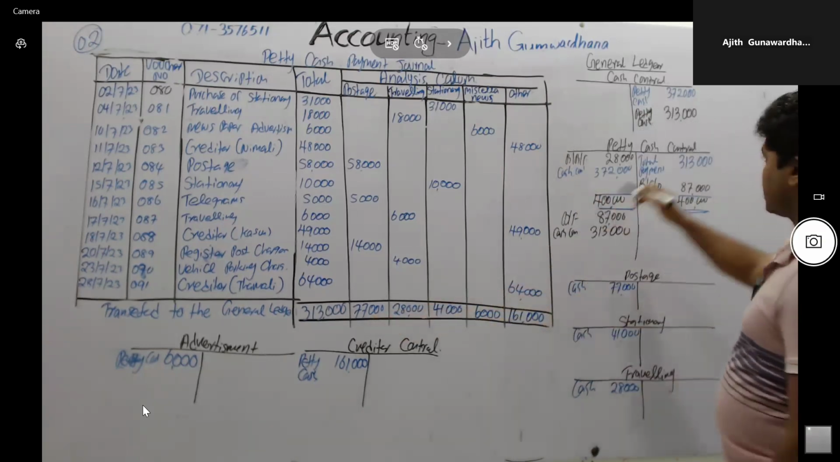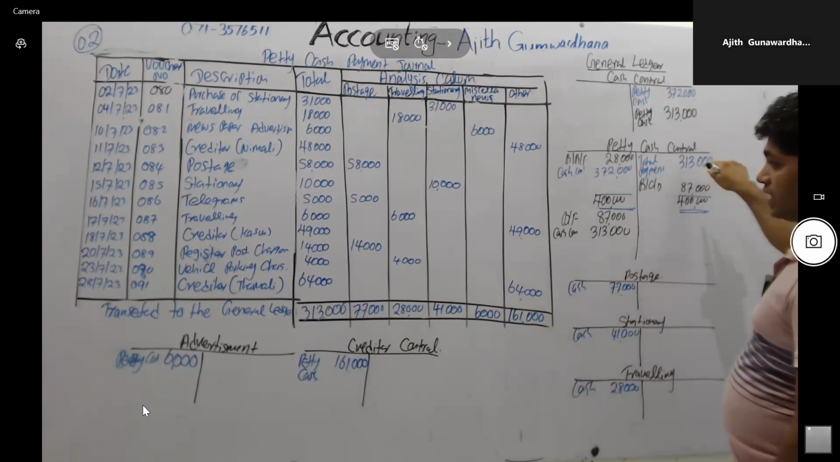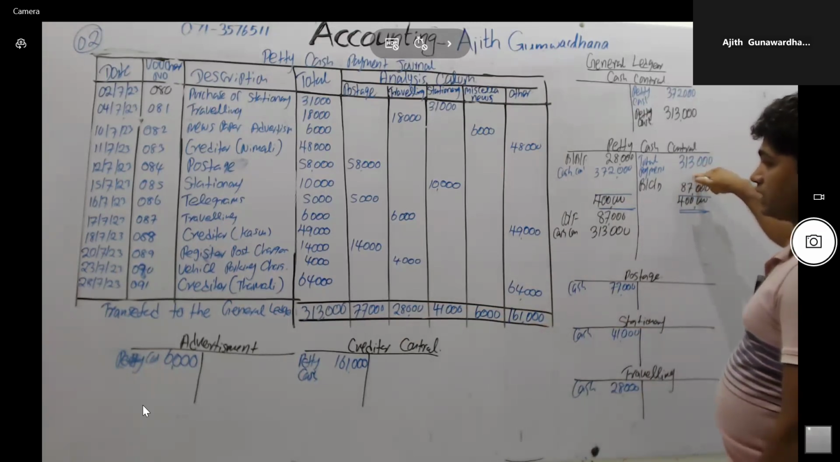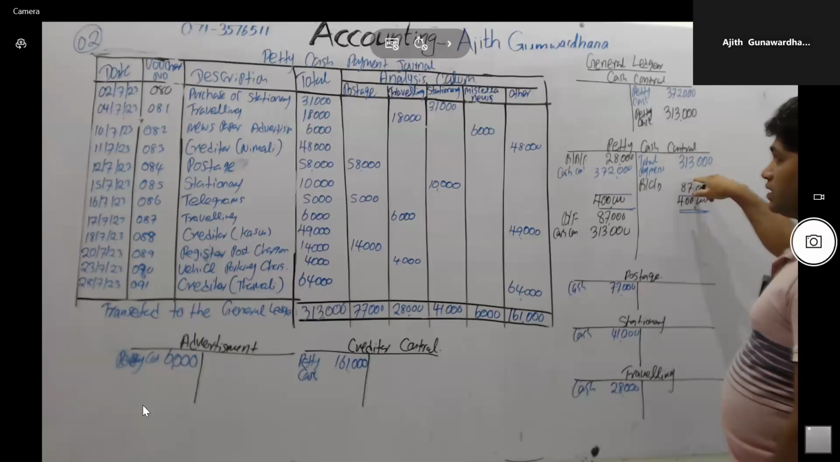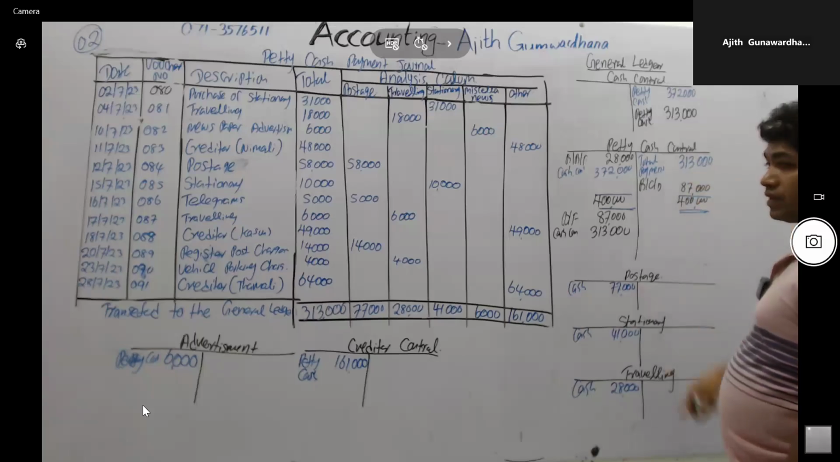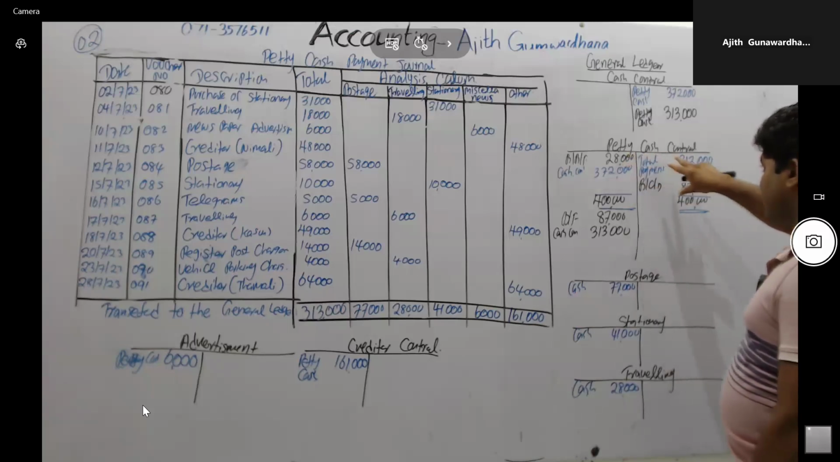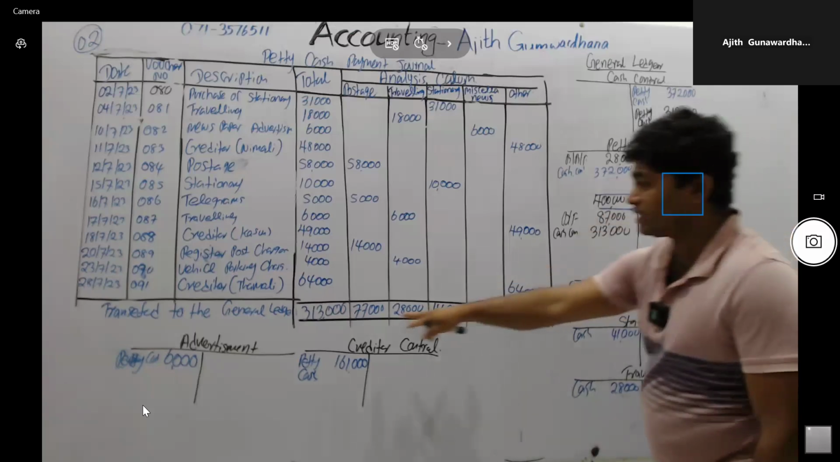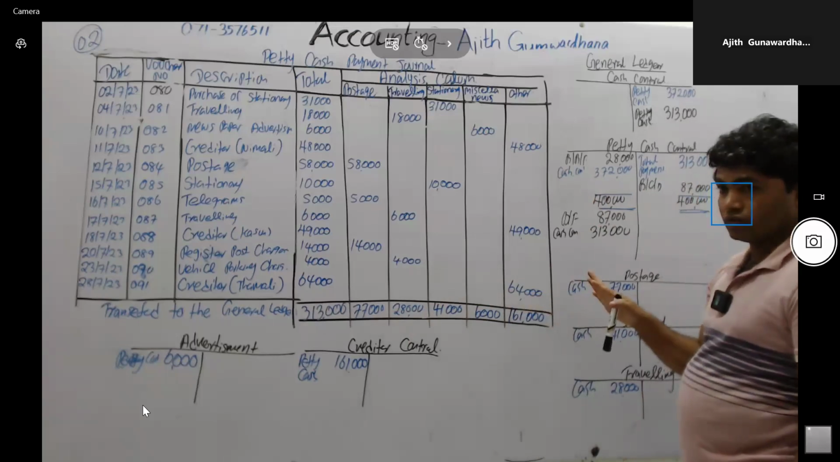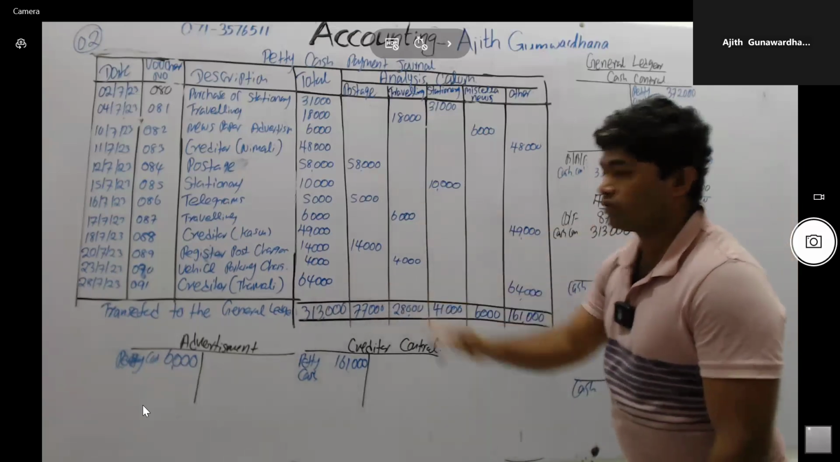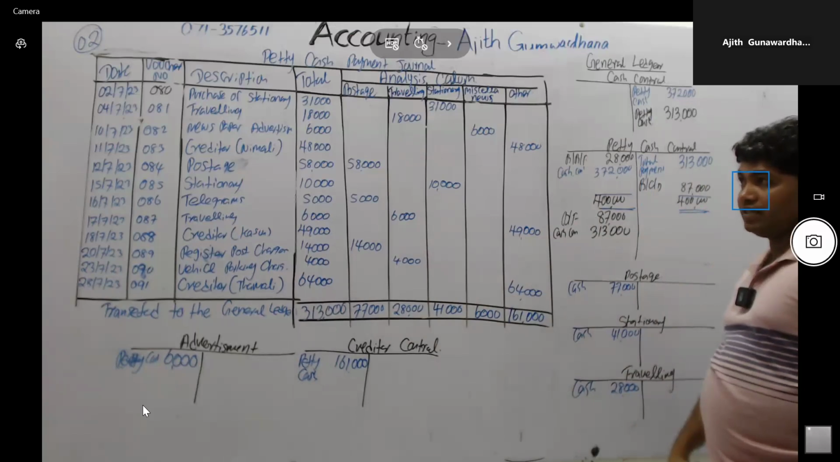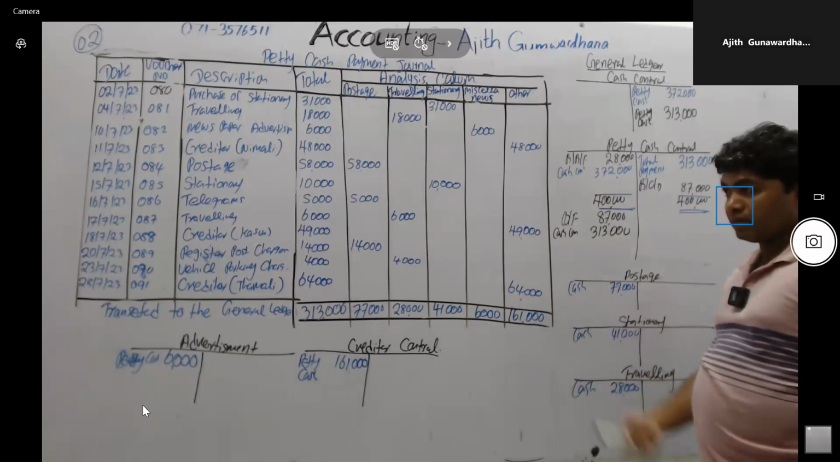As postage 77,000, credit side, traveling 28,000, stationery 41,000, miscellaneous 6,000, other 161,000. Like that, the petty cash control account can be recorded using the analysis column total value, or the total column total value. Therefore, this is the theory we have been discussing on primary books.